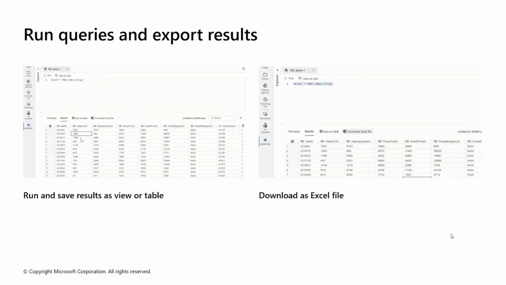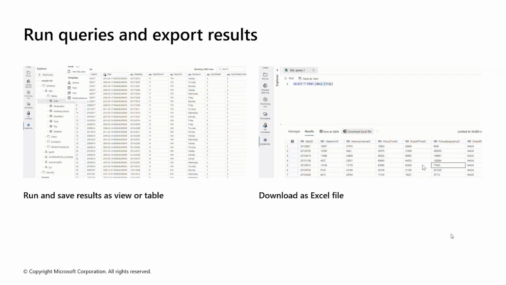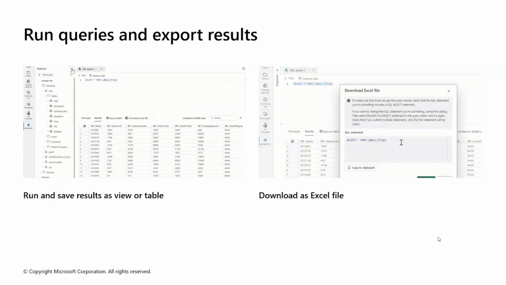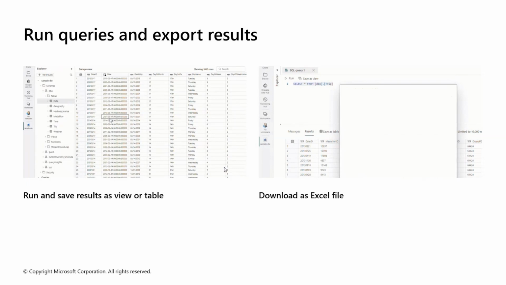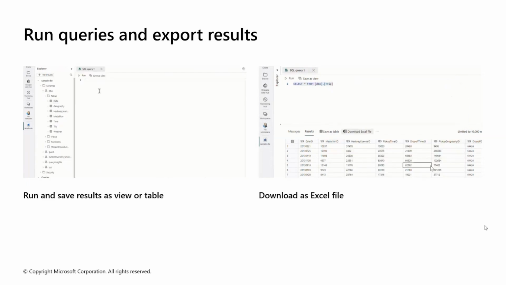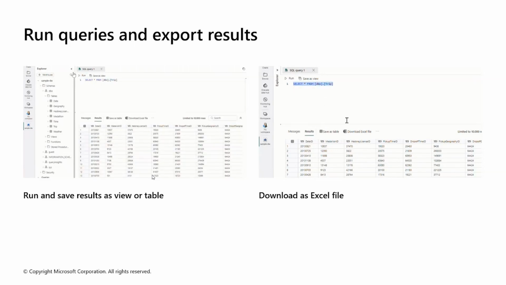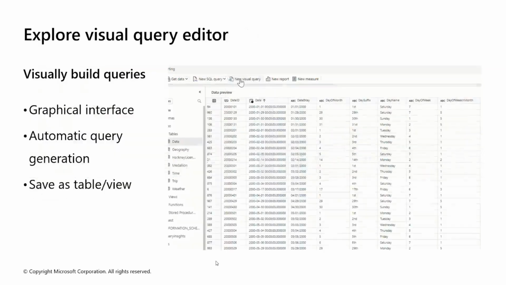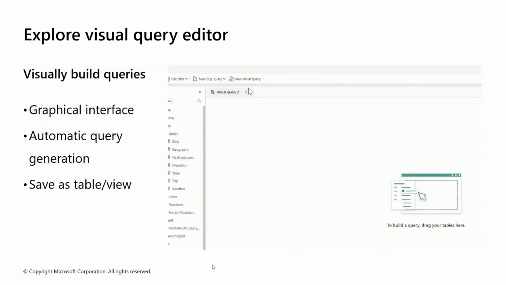And the result section shows a preview which is limited to 10,000 rows if exceeded. Your query result can also be exported as an Excel file. So this was about running the query and exporting the result. Now let's move on and explore the visual query editor.